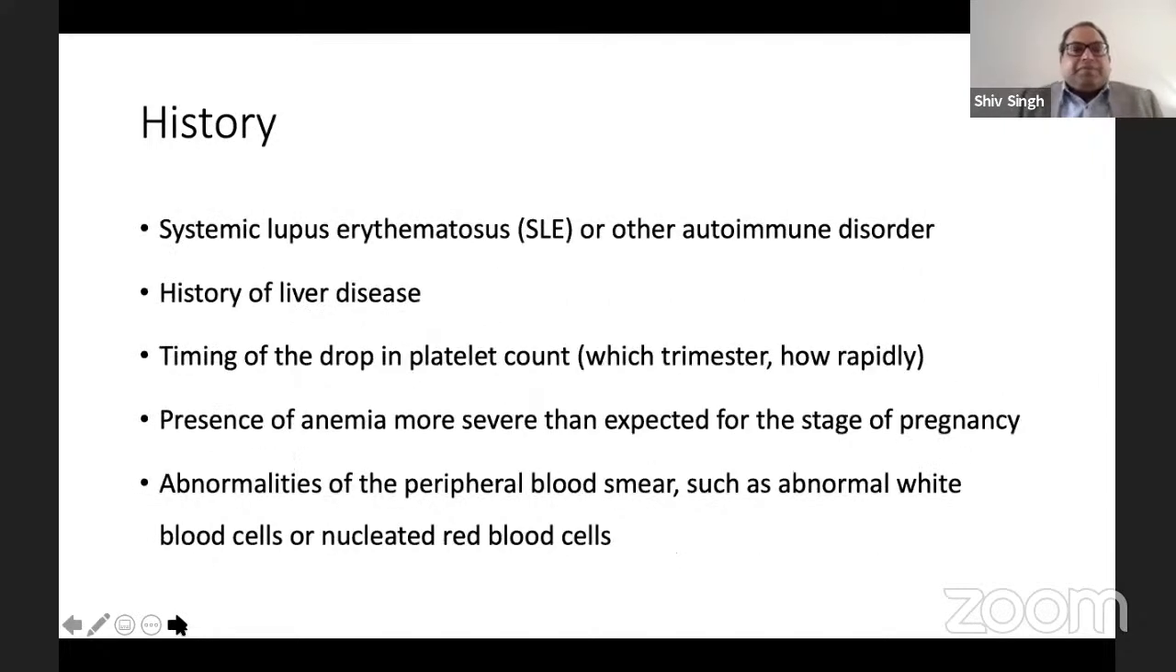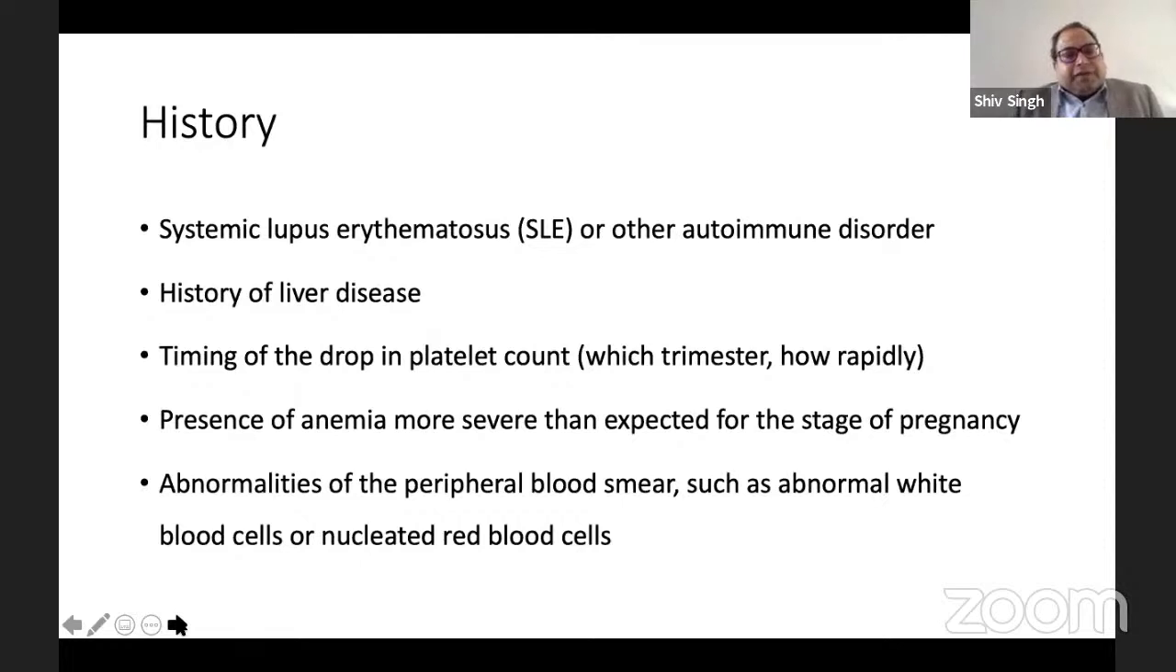Okay, this is important. You need to look at the history of systemic lupus erythematosus, SLE, or other autoimmune disorders. Is there a history of liver disease? And we need to look at the timing of drop in platelets. Which trimester did it happen? Has it been throughout the pregnancy, or has it only happened in the later part of the pregnancy where maximum dilution of the volume occurs? And is there presence of anemia that is more than expected for the stage of pregnancy? Again, dilution and anemia occur, but is this more than what is expected?